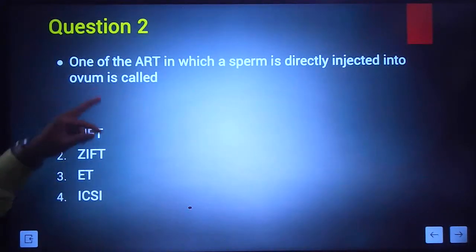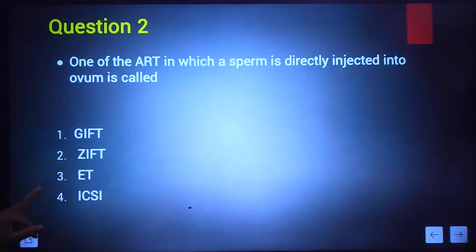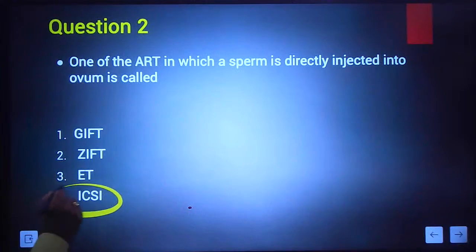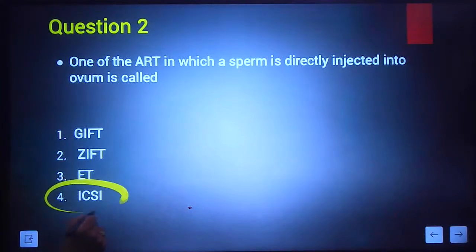Next, one of the ART techniques in which a sperm is directly injected into the ovum is called what? What is the technique we call it? It is directly injected into the ovum. We call it ICSI. Option 4 is the correct answer. Intracytoplasmic sperm injection. So option 4 is the correct answer for this one.